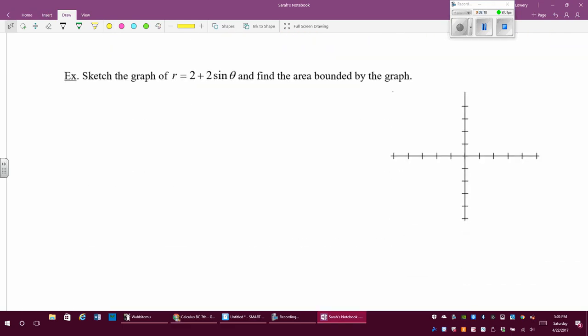Sketch the graph of r equals 2 plus 2 sine theta and find the area bounded by the curve. Now, you would have to do this without a calculator. Step one, I'm looking at this and I go, hey, a equals b, this is a cardioid, okay? So I know I have a cardioid. The next thing I notice is that it's a sine function, which means it's going to be symmetric over y. So I know it's going to be symmetric over y.